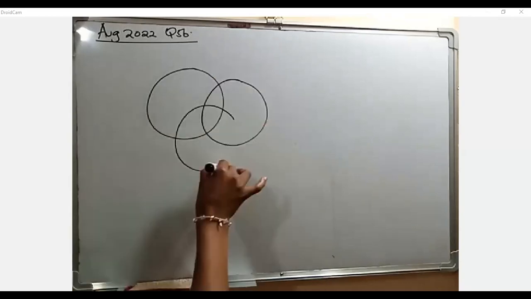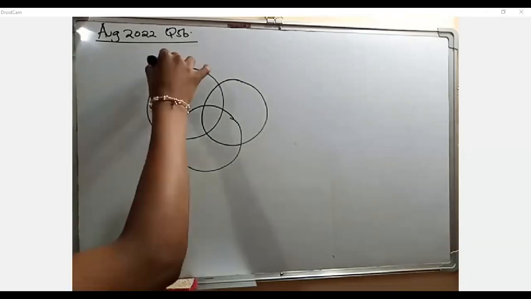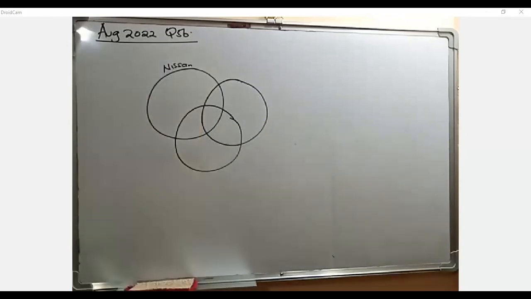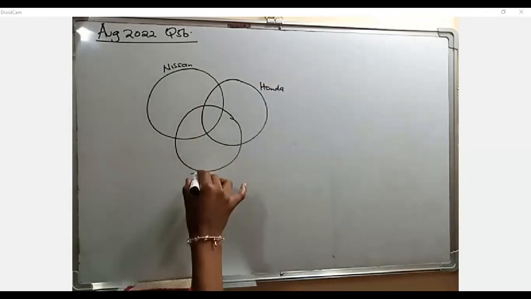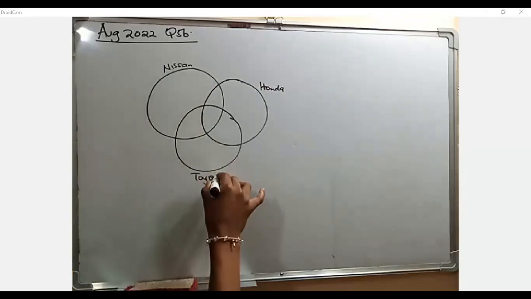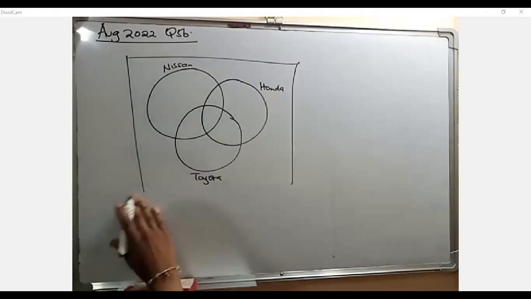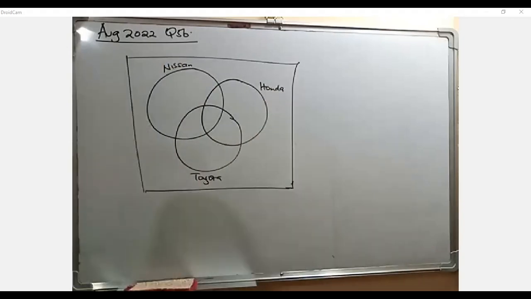So I interlock, but I follow the information the way it is given. Here we are discussing Nissan, then we have Honda here, and then we have Toyota. It looks like this. Then let us rename the empty spaces.